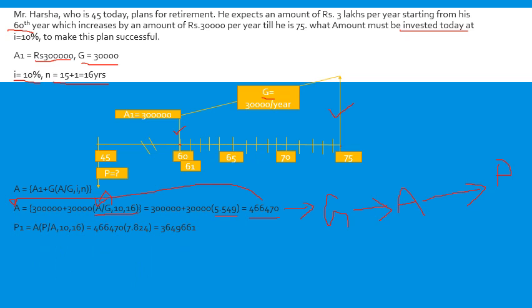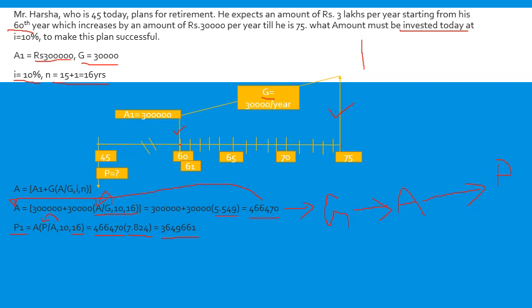Let us do that. So let us have an interim P1. Why that interim P1, I will explain. First let me convert this A into P. A multiplied by P by A, comma I, comma N. I is 10, N is equal to 16. N will not change because there are 16 flows. If you count, there are 16 flows, so N will be 16. This value we have already got from the factor tables, and this amount is 3649661.